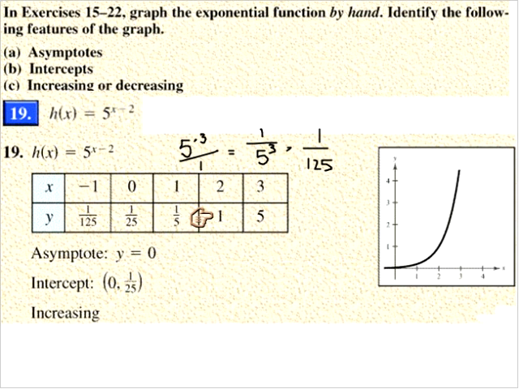We connected our dots to get a graph that looks something like this. Notice that the asymptote is y equals 0, and you have an intercept at (0, 1/25), because if I plug 0 in for x, my output is 1 over 25. My graph is increasing, and you can tell that by the y values in your table as well.